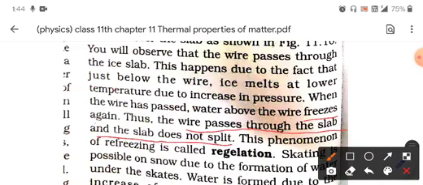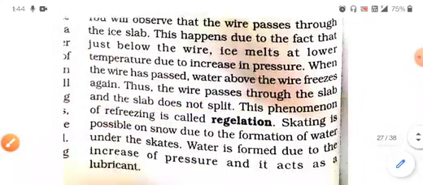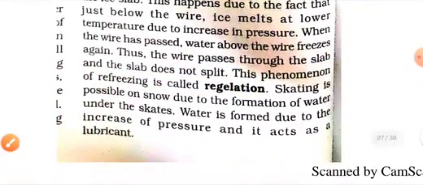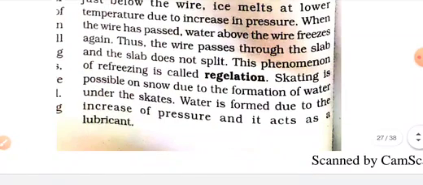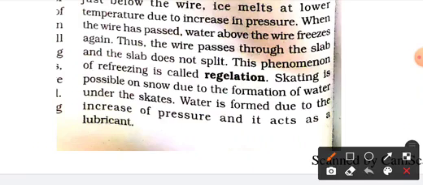This phenomenon of refreezing is called regelation. Skating is also possible due to the formation of water under the skate. When we are skating, we are applying some pressure on the ice, correct? So the pressure is applied, and where we are applying the pressure, ice is converted into water.